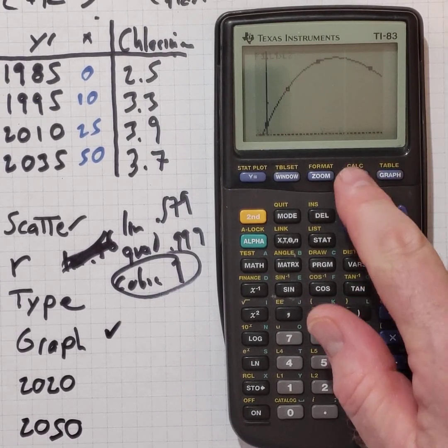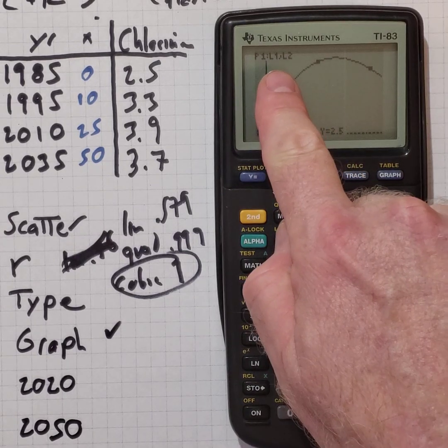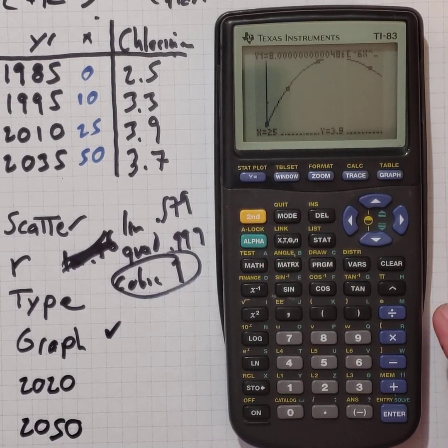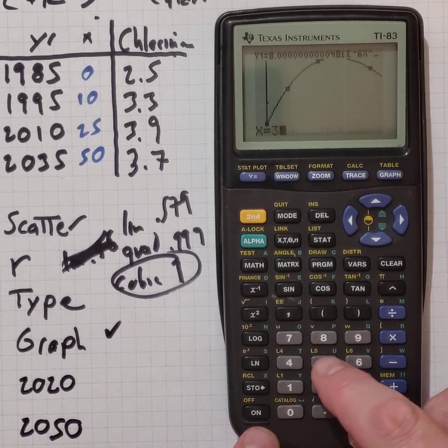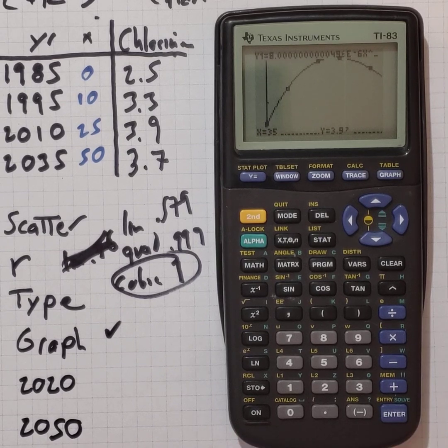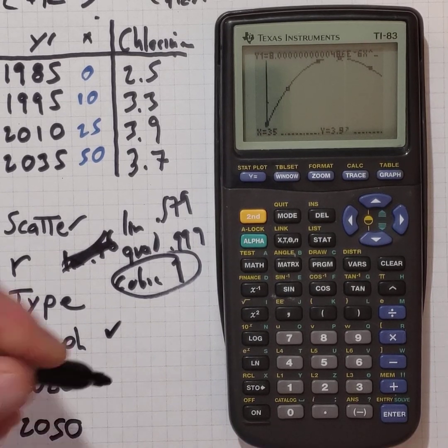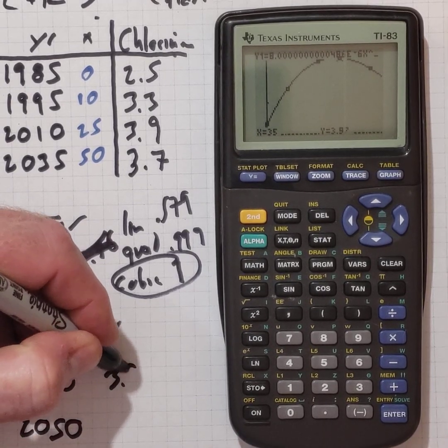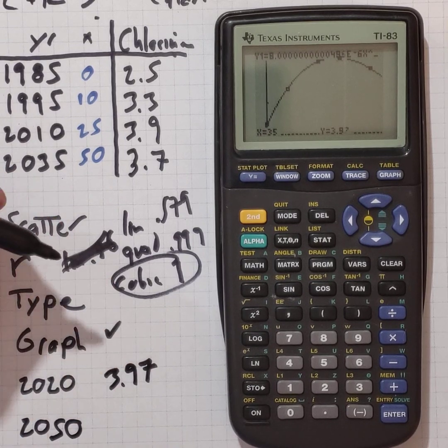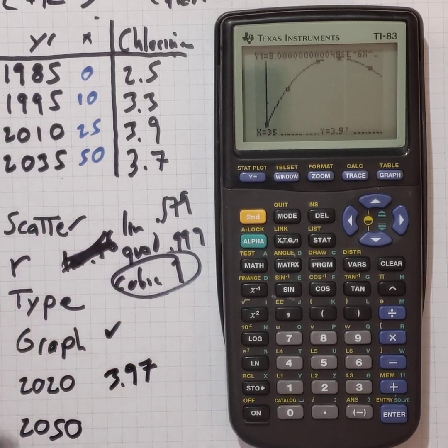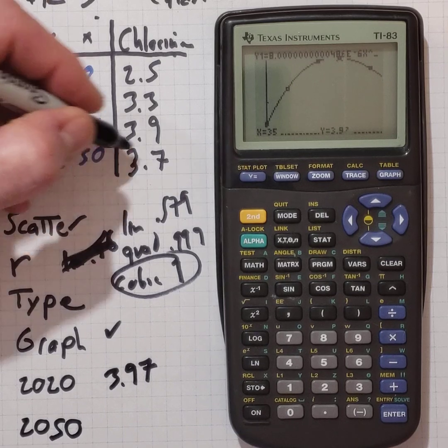We go to trace, and again, we're on points. We need to up or down to get to our curve, and we can put in 2020 would be 35 years from 1985. So we see that it should be 3.97. Or 9.2. Looks like it's going to turn around and go back up again. No, I'm sorry, 2020 is in here.